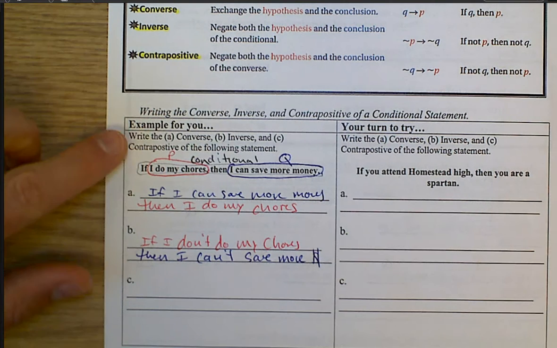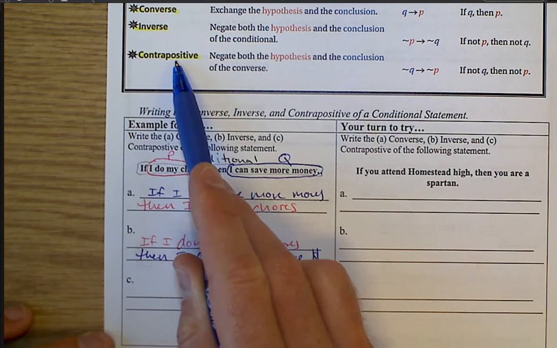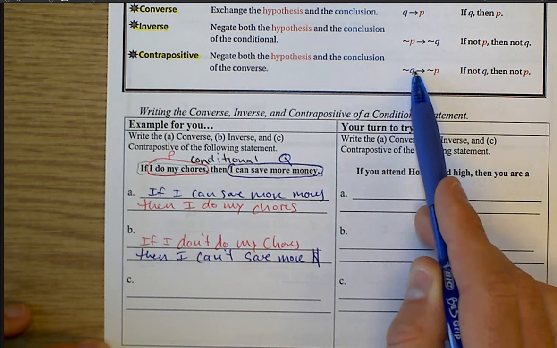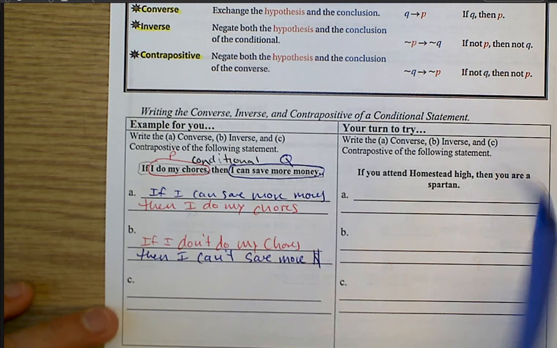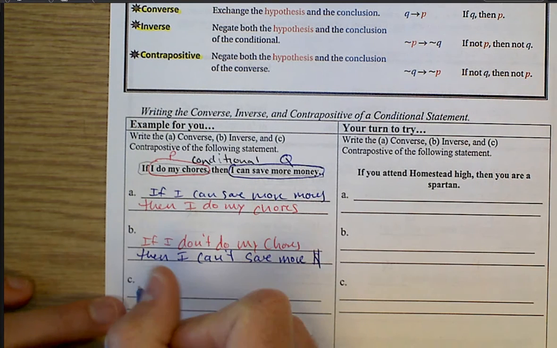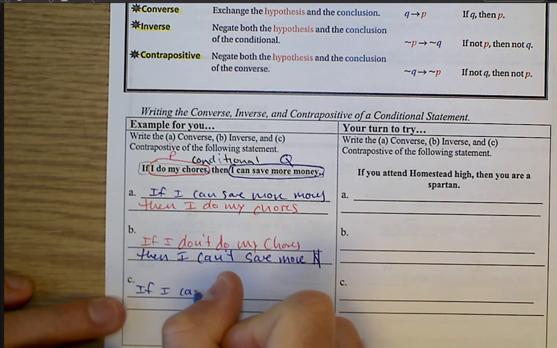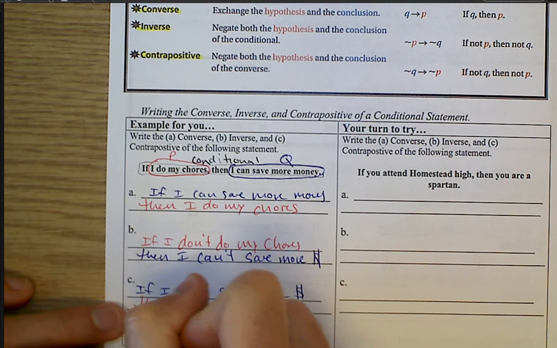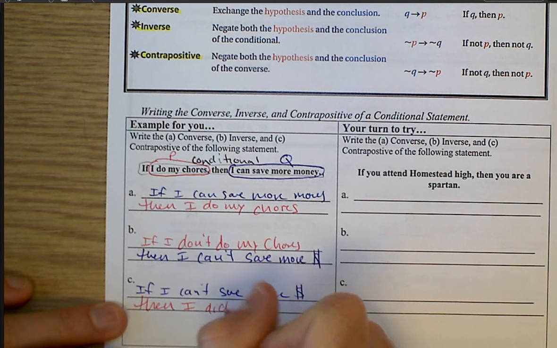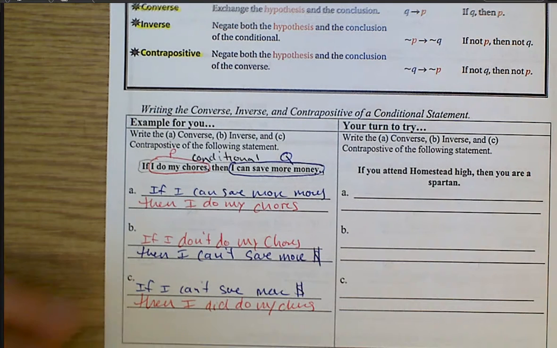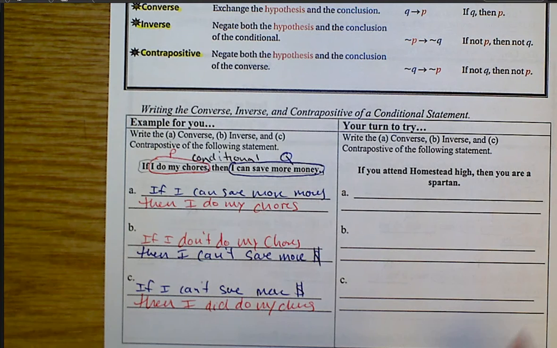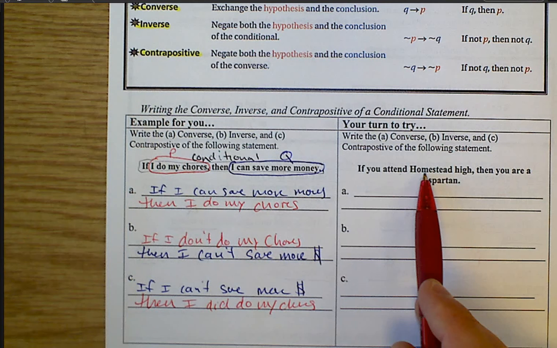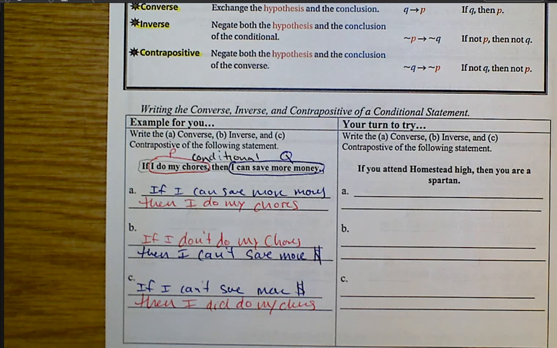Now, contrapositive. Contrapositive is right here. And this is where you switch your hypothesis and conclusion and negate both of them. So I'm going to look at my Q and then P, but I negate them. So here's what your contrapositive looks like. If I can't save more money, then I didn't do my chores. Okay? All right, go ahead and hit pause. Try the ones on the right-hand side here. You're writing the converse, inverse, and contrapositive. This right here is your conditional statement. Go from there.